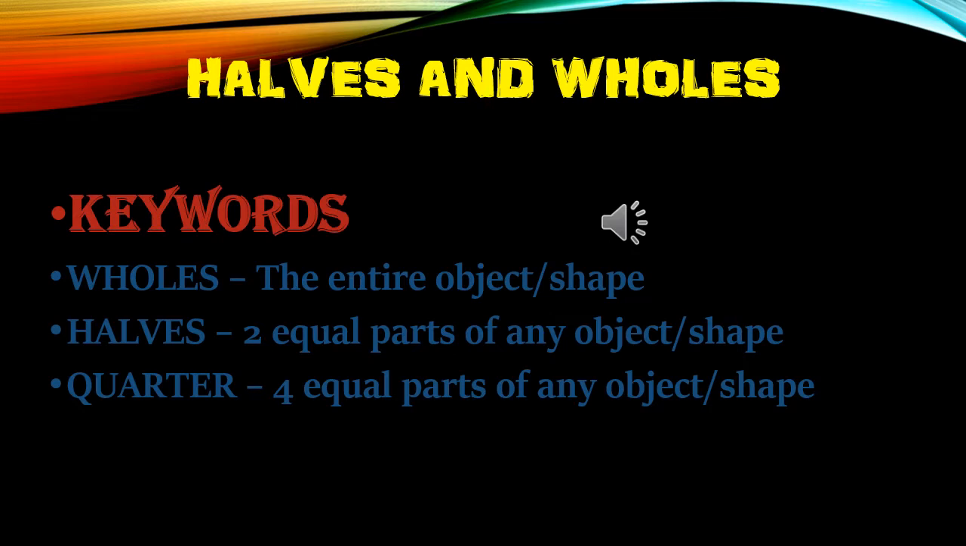Halves and wholes. The keywords that we will focus on in this lesson are wholes, which means a full or an entire object or shape, or halves. It's two equal parts of any object or shape. And quarter, four equal parts of any object or shape.